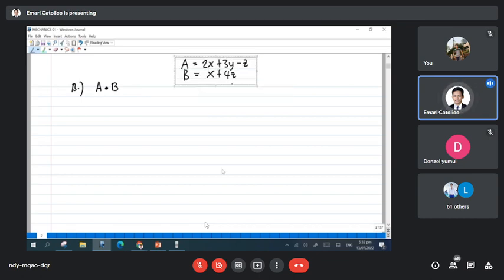Okay, kapag dot product, ang gagawin mo lang is i-multiply mo lang yung x, y, and c. Tapos i-add mo lang. So, the dot product of A and B is equals to, so ano yung x natin? 2 and 1, ano? So, i-multiply mo lang. So, 2 times 1 plus yung sa y is 3 and 0, kasi wala tayong y sa B. So, 3 times 0. Then sa c is negative 1 times positive 4.